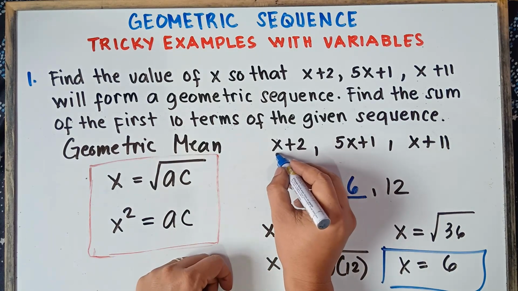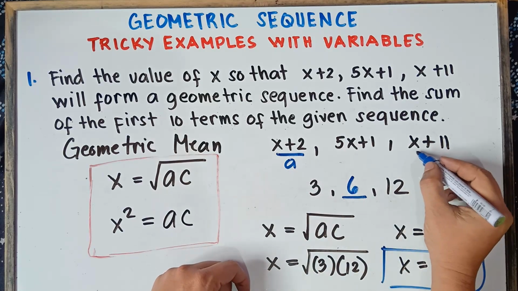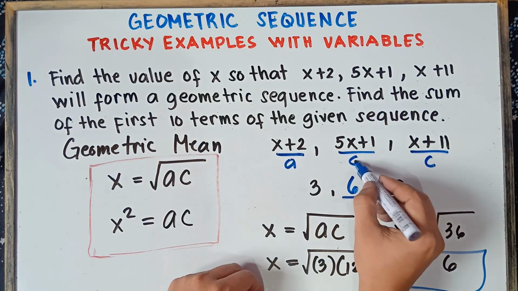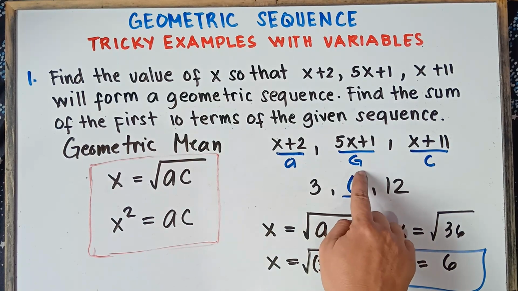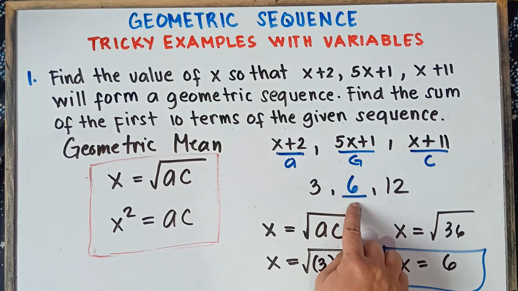Alright, so let me just label this one. This will be our A, our first term. C will be our last term, our third term. And this will be our geometric mean, right? Once again, class, check this one out. 6 is our geometric mean. The middle term is our geometric mean.